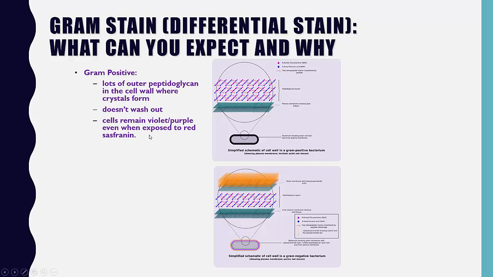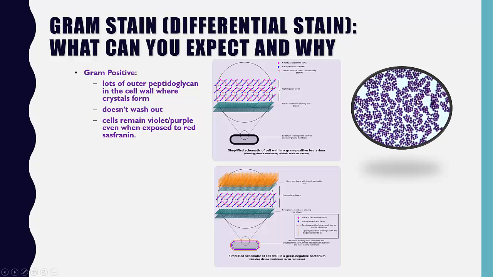Okay, so gram positives, if it's a gram-positive bacterial cell like this one, let's say this is Staphylococcus aureus or Bacillus anthracis, and it's got lots and lots of layers of peptidoglycan. The crystal violet crystallizes in here and gets lodged and it gets stuck. So gram positives have a lot of outer peptidoglycan in the cell wall. That's where the crystals form and it doesn't wash out. Cells remain purple even when you add the red safranin in. Okay, and they look like that. And that's Staphylococcus aureus, by the way.